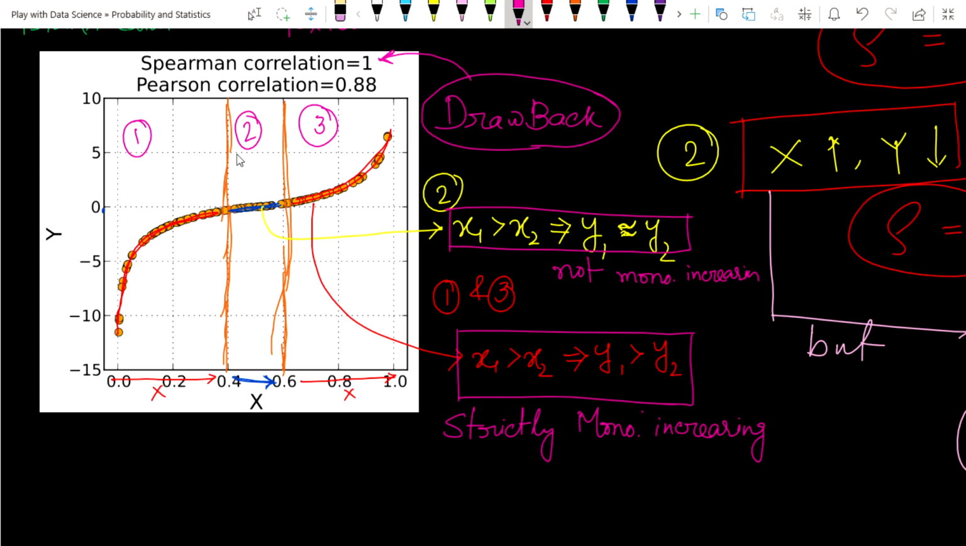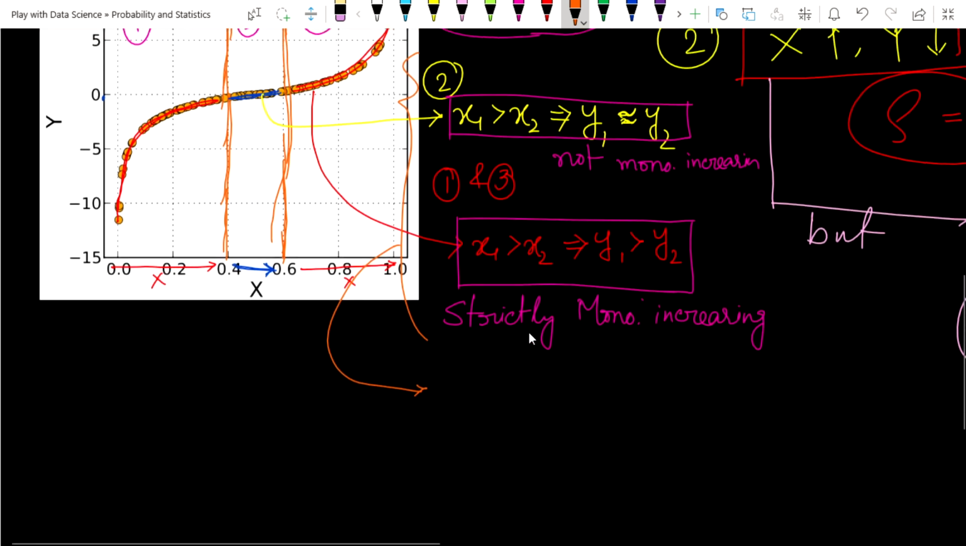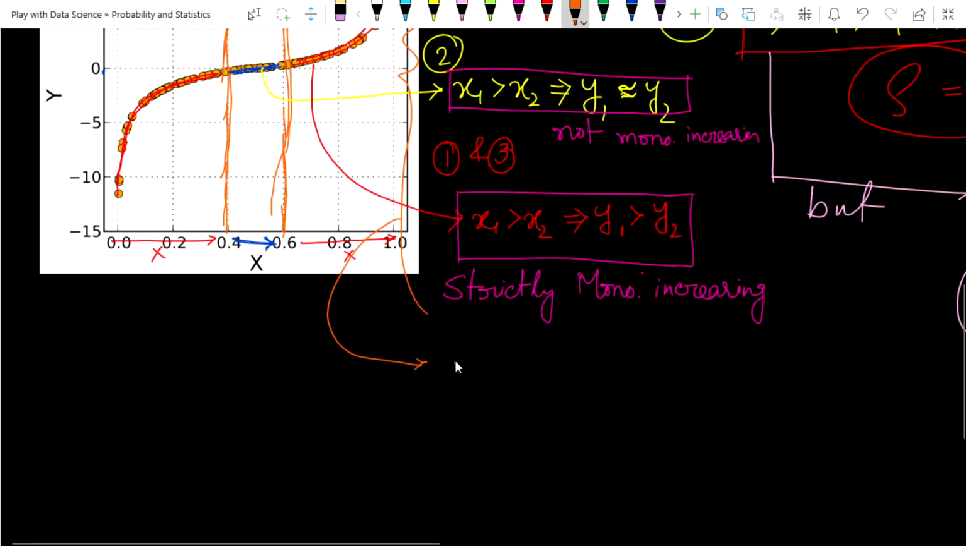So if you combine all the areas 1, 2 and 3, if you consider all the area, in general this is called monotonically not decreasing. It is not strictly decreasing, and it's not increasing either. So these things are called monotonically not increasing.